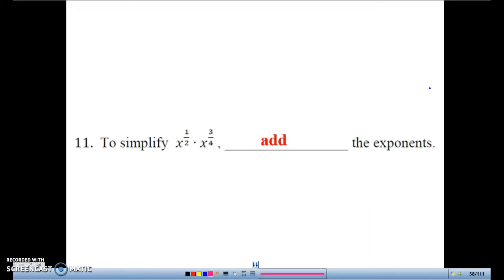All right, here's some vocabulary. To simplify, x to the 1/2 power times x to the 3/4 power, we add our exponents. We can add our exponents because our bases are the same.